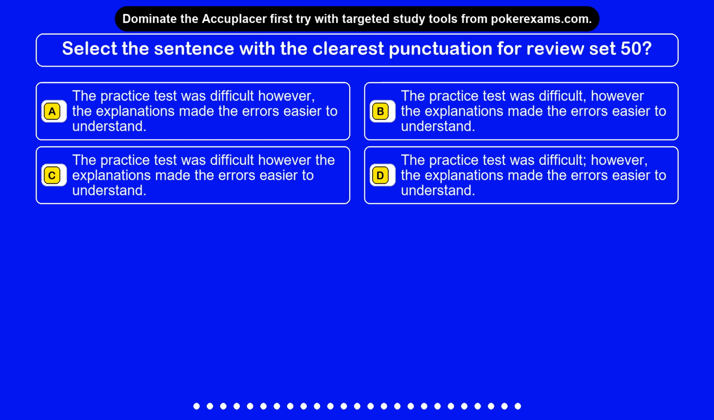Question 19. Select the sentence with the clearest punctuation for review set 50. Option A. The practice test was difficult, however, the explanations made the errors easier to understand. Option B. The practice test was difficult, however the explanations made the errors easier to understand. Option C. The practice test was difficult, however the explanations made the errors easier to understand. Option D. The practice test was difficult, however, the explanations made the errors easier to understand.